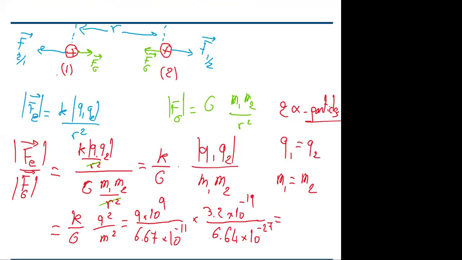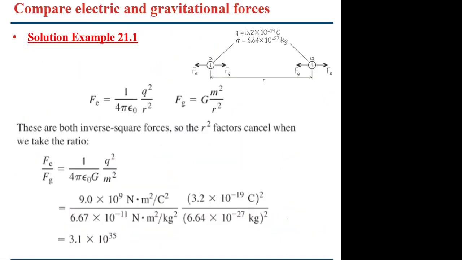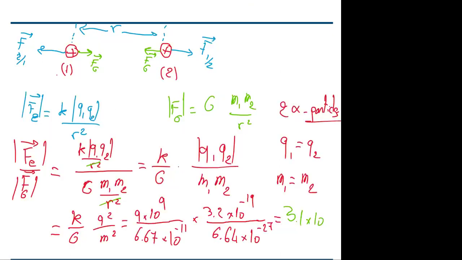I will give you 30 seconds to give me the result. Good. So our result will be 3.1 times 10 power 35. Imagine that, 10 power 35. What's the unit? Without unit, because we divide force by force.